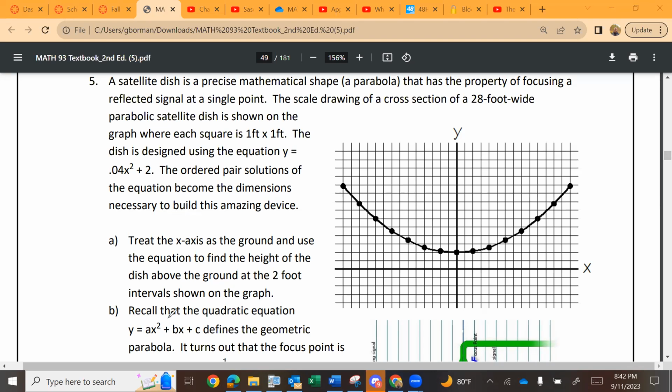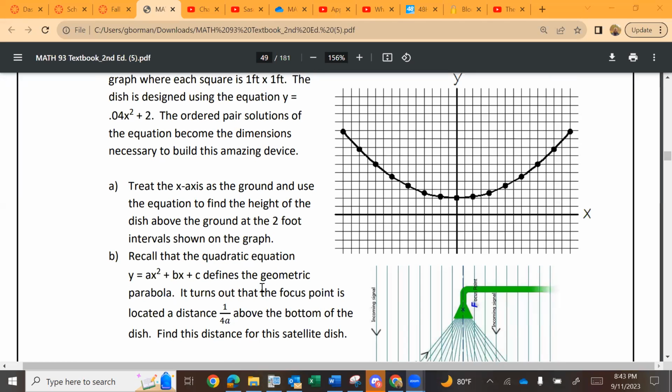Now, B says, recall that the quadratic equation y equals ax squared plus bx plus c defines the geometric parabola. This is just kind of your general equation for parabolas. So it turns out that the focus point is located a distance 1 over 4a above the bottom of the dish. Find this distance for this satellite dish. This does pop up in the homework just a little, not a lot. We're not making a big deal out of it, but I did want to include it.